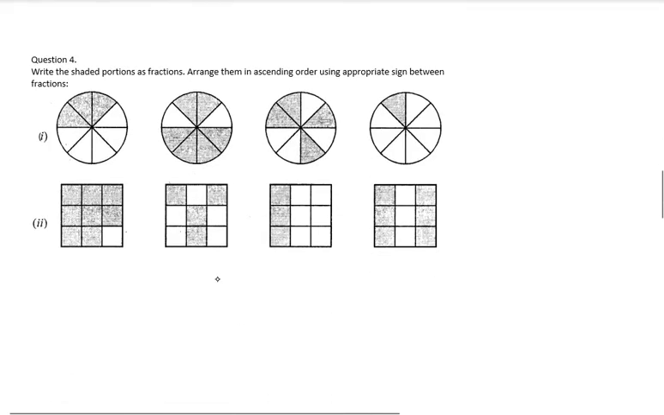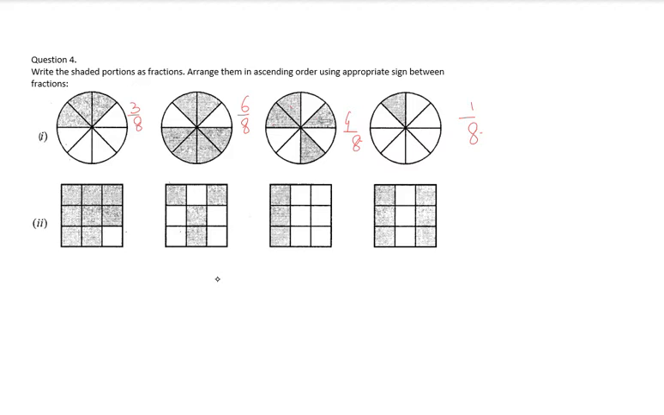Now coming to the next question, write the shaded portions as fractions. So total is 8, so 3 out of 8. This is also total 8 and 6 parts are shaded. This is also out of 8. How many parts are shaded? 1, 2, 3, 4. And how many are shaded here? 1 out of those 8 parts.